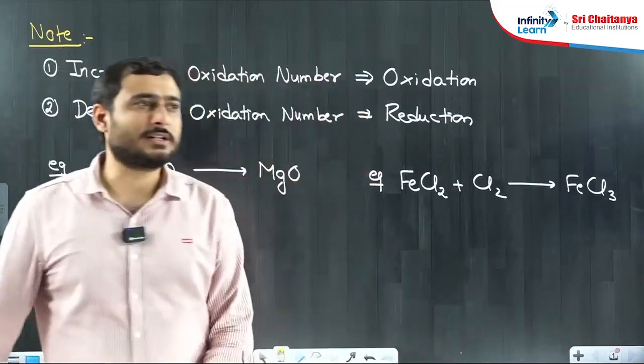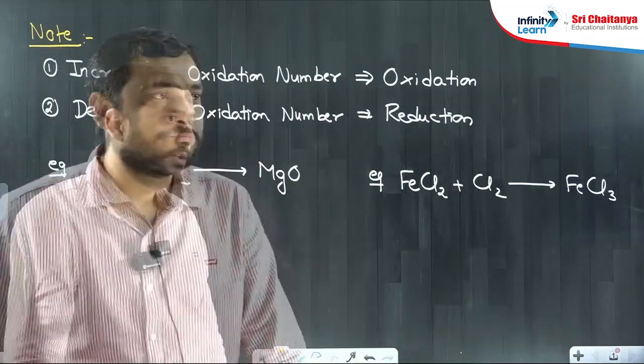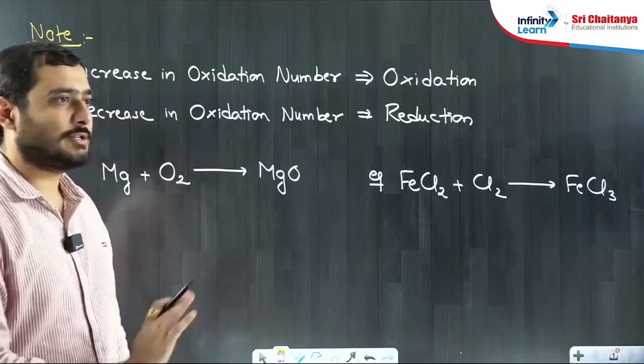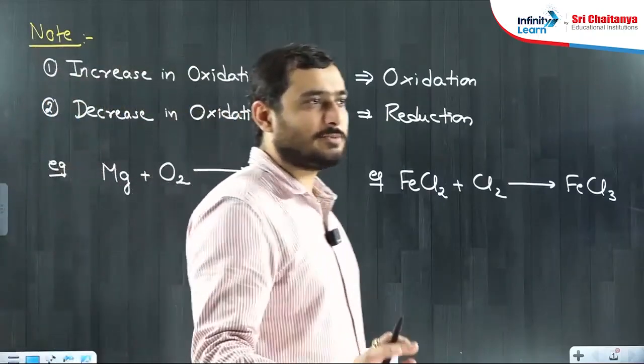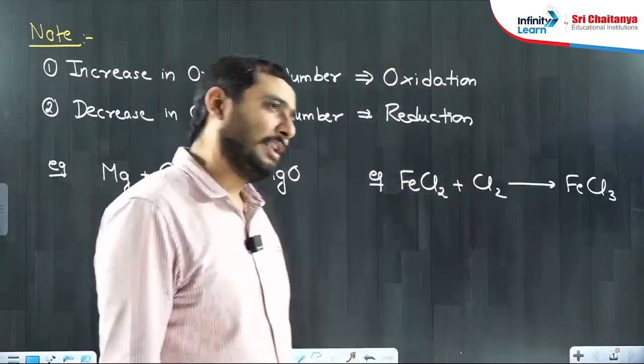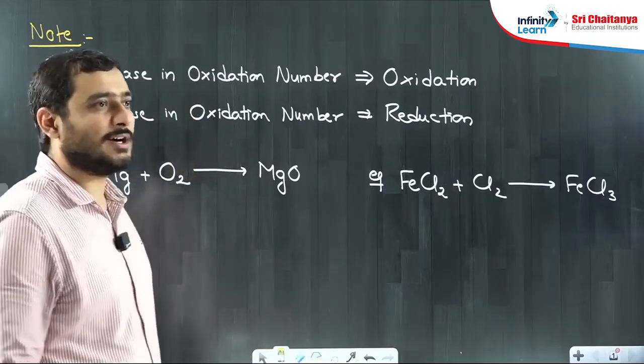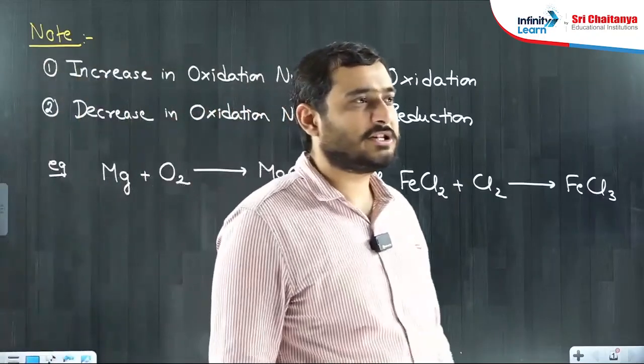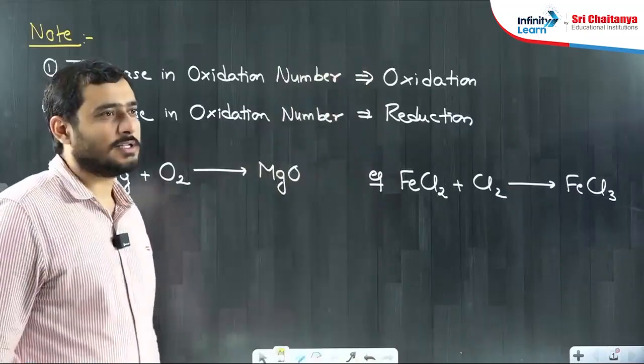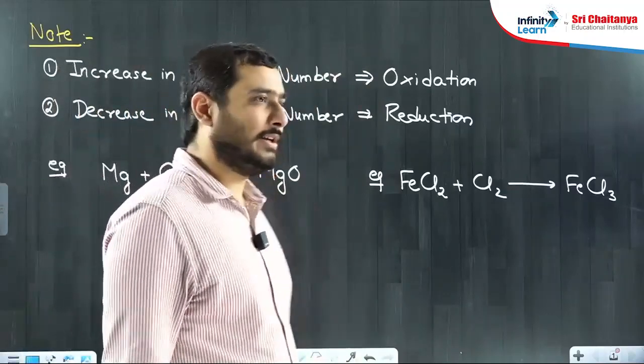Try to solve the first part. Tell me what is getting oxidized and what is getting reduced. Now both are redox reactions. One species will be oxidized, one species will be reduced. Magnesium is getting oxidized, then what is getting reduced in this reaction? Because if it is a redox reaction, then which species will get reduced here? Oxygen is reduced here. Very good.